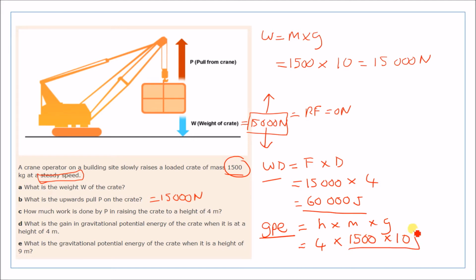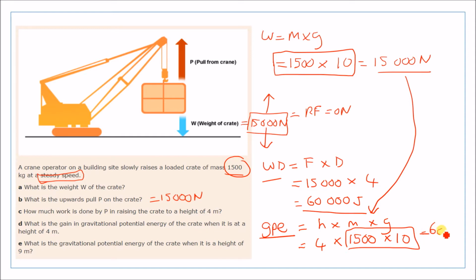Well, where did we get this from? Well, we did this before when we worked out the weight. It's 1500 times 10. So that force, remember, is equal to m times g. So these equations both mean the same thing. They will both give you exactly the same answer of 60,000 joules. So if you have the height times the mass times the g, you can work out the GPE, or if you have the force times the distance. Either one gives you the same number.